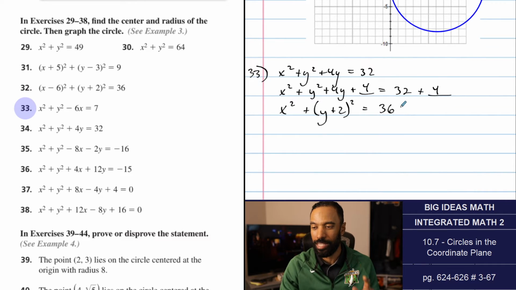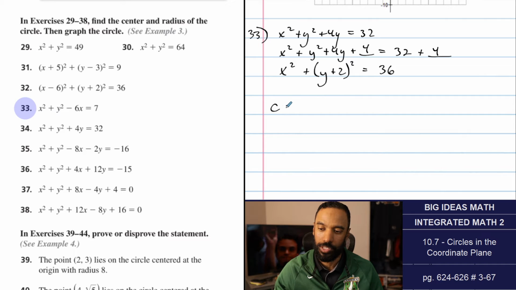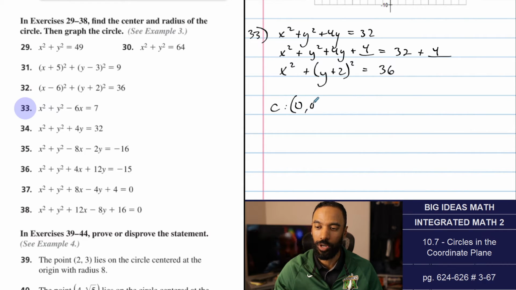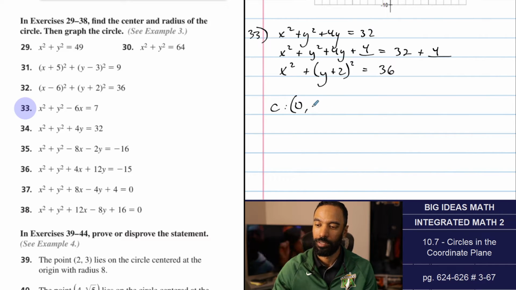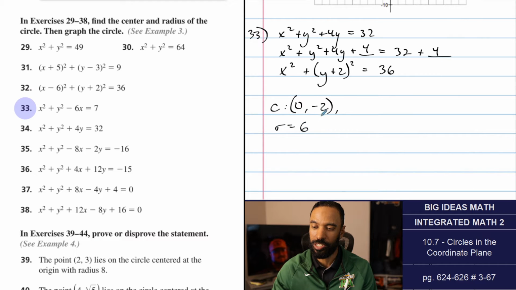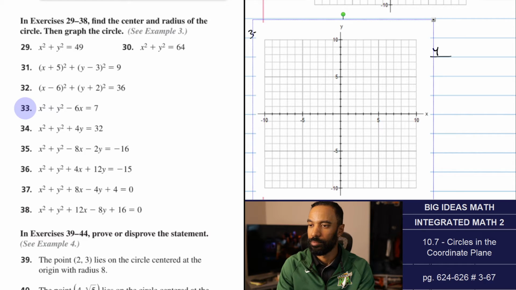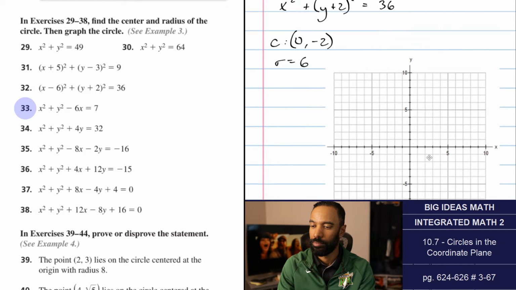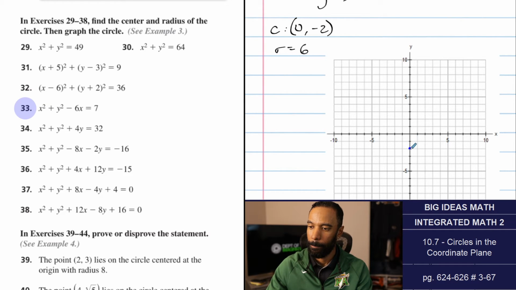This is the equation of the circle. You can tell 32 wasn't r². It's going to be 36. So this center, and we still have to graph it, the center is going to be at (0, −2). Your r value is going to be 6. And then let's sketch that graph from there. So (0, −2). And then going up, right, left, down, like that.